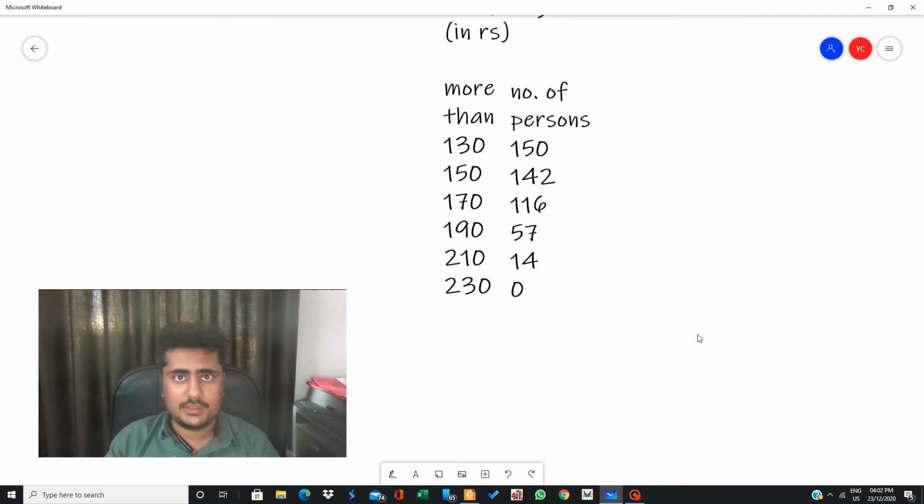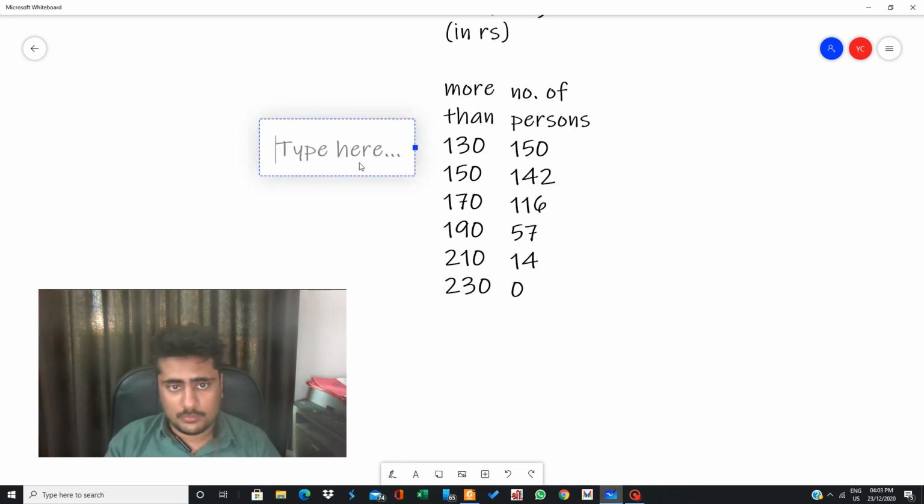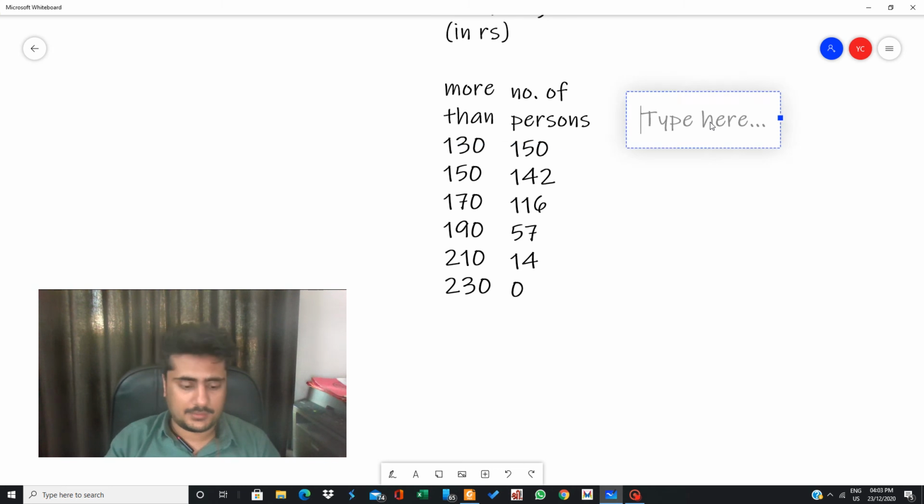You cannot find standard deviation from the given data. Then, sir, if we cannot find standard deviation, why do they ask? We can find, but not from the given data. We have to convert this data into the classes form. So this more than frequency will be converted into the form of classes.